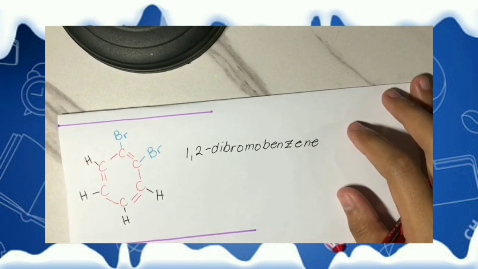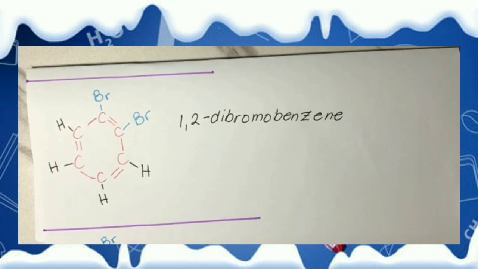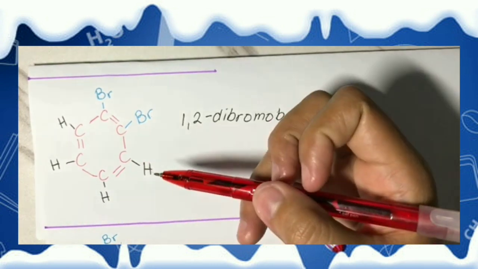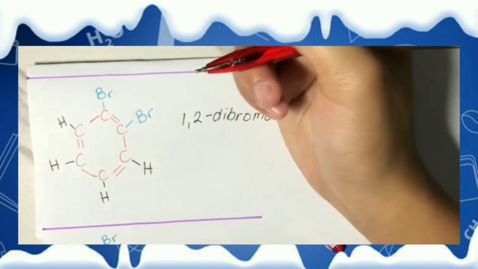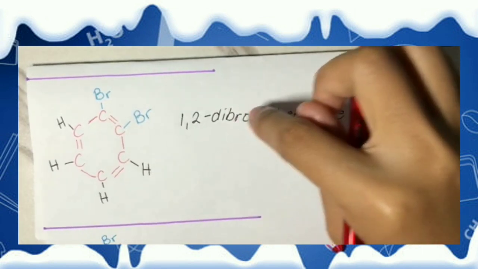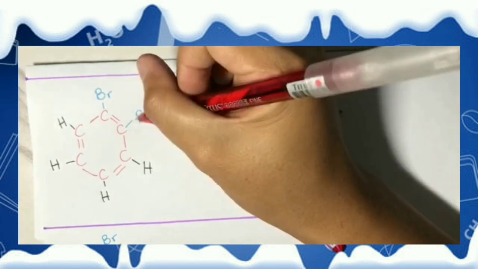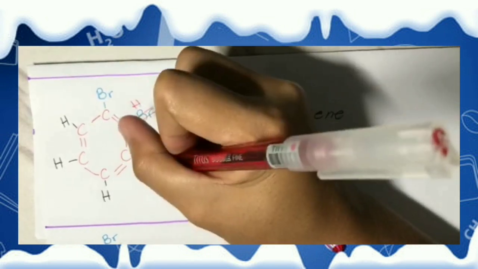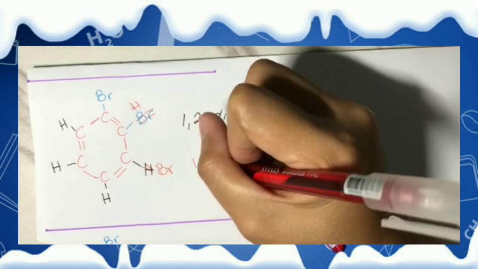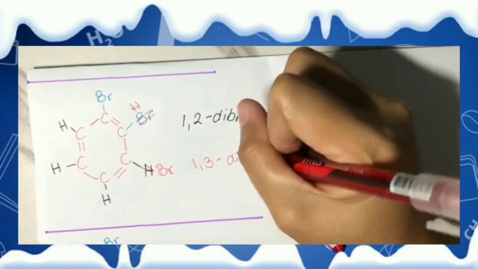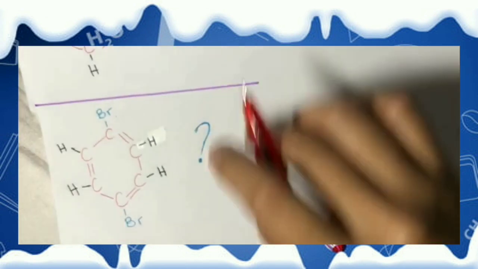This is seen in cyclic or ring-like carbon structures. The structure is 1,2-dibromobenzene. But we can put the bromine on a different carbon atom, giving a different positional isomer. It's like this. This is the 1,2-dibromobenzene. So if we change that, this will be the 1,3-dibromobenzene. So here's another example.